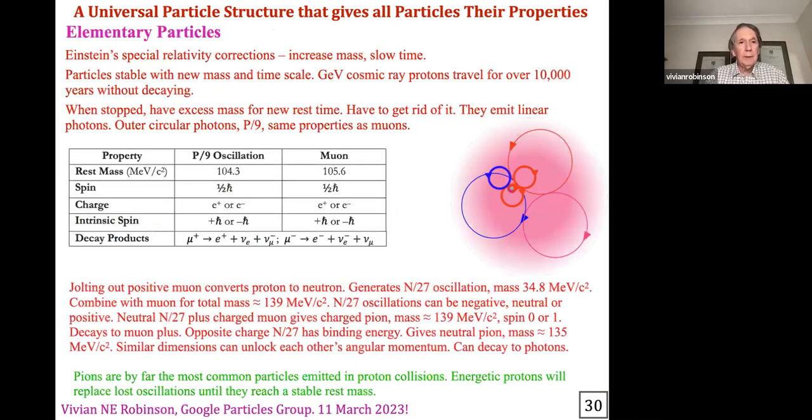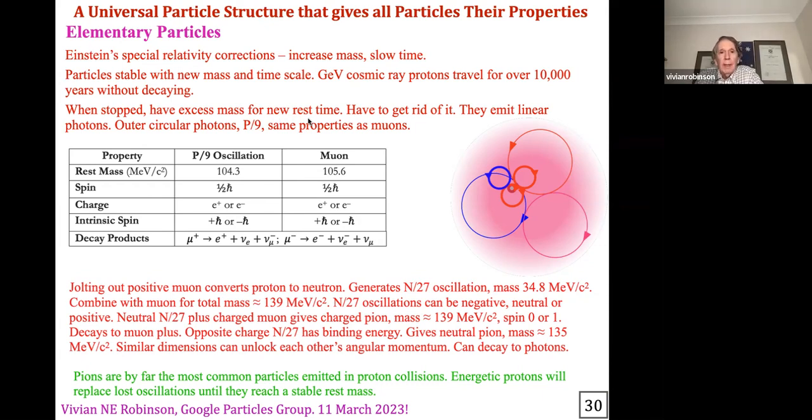Now we come to elementary particles. The first thing to realize about elementary particles is Einstein's special relativity corrections. Mass increases and time slows down when particles travel at a high speed. From there, they're quite stable. GeV cosmic rays travel for tens of thousands of years without decaying. But when they stop, they have excess mass for their new rest frame. They've got to get rid of it.